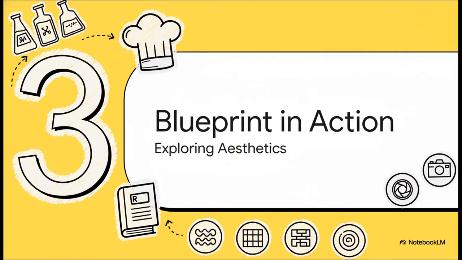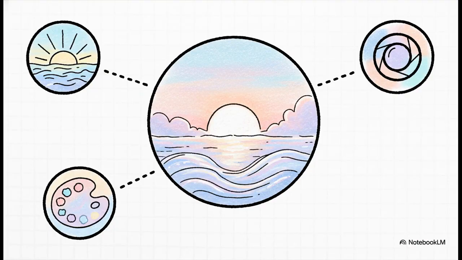Okay, so we have our 4 core ingredients. Now, let's put it all together. Let's see how this blueprint actually works when we're trying to build some really specific popular aesthetics. So say we want something romantic and dreamy. We take our setting, a misty beach at sunrise. We add an artistic style, soft pastel color palette, and we throw in a technical detail like shallow depth of field to blur the background. You see how each piece works together to build that one specific dreamy vibe?